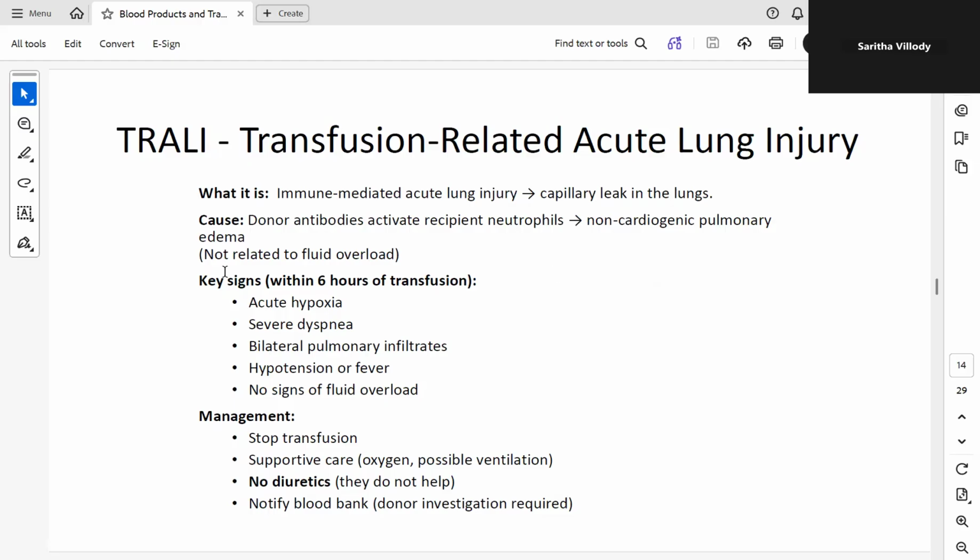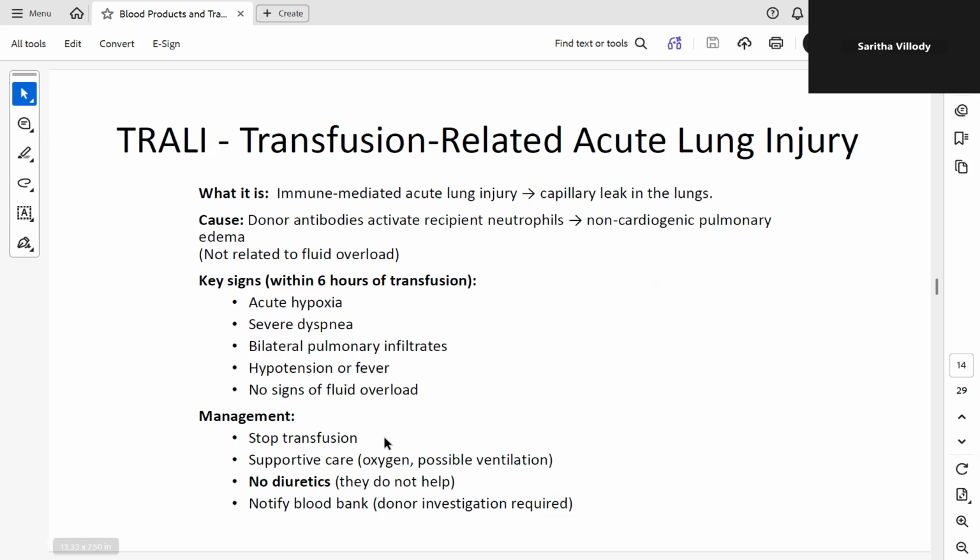So what you see in these patients is that within approximately 6 hours of transfusion, they will have acute hypoxia because the air exchange is not happening, severe dyspnea, crackles or bilateral pulmonary infiltrates, hypotension, without any signs of fluid overload. You don't see any fluid overload symptoms, like we said, tachycardia, hypertension, jugular venous distension. None of that is there, but they have all these acute respiratory symptoms. So that's how we differentiate between the two.